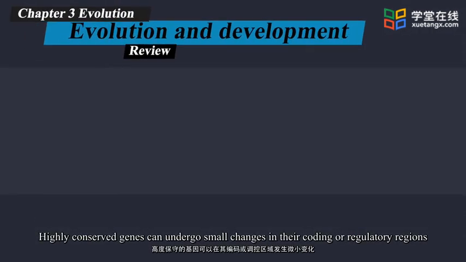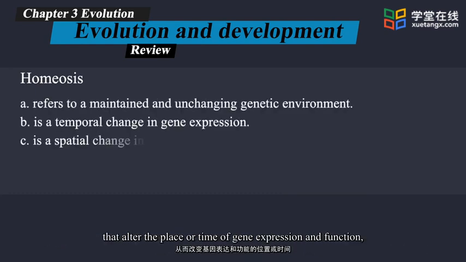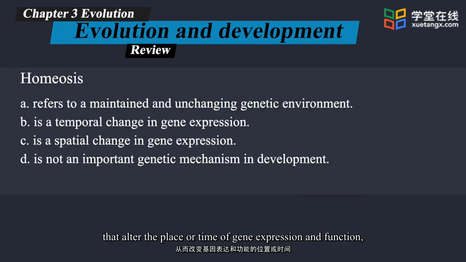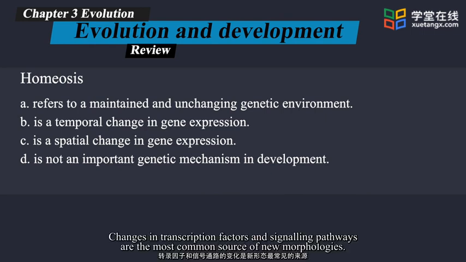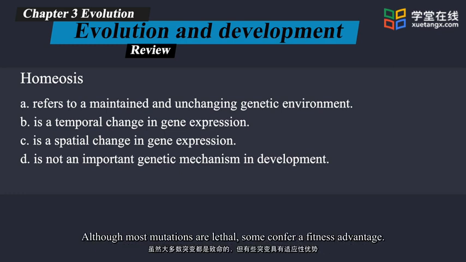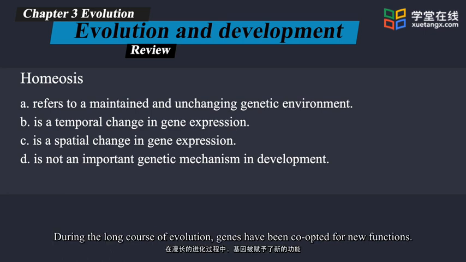Highly conserved genes can undergo small changes in the coding or regulatory regions that alter the place or time of gene expression and function, resulting in new body plans. Changes in transcription factors and signaling pathways are the most common source of new morphologies. Although most mutations are lethal, some confer a fitness advantage. These may consist of very small mutations, such as the change to a single codon, that have large effects on development and morphology. During the long course of evolution, genes have been co-opted for new functions.